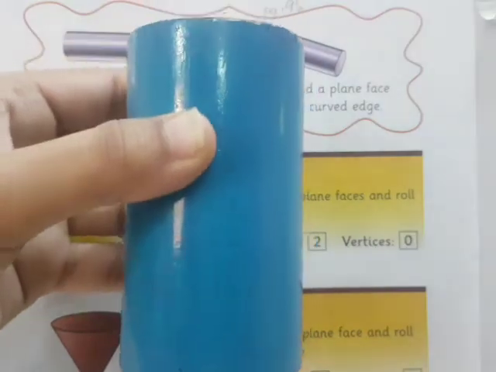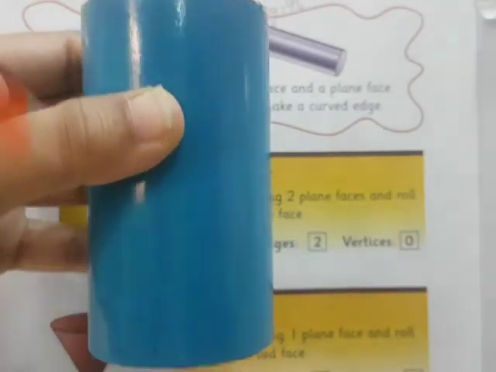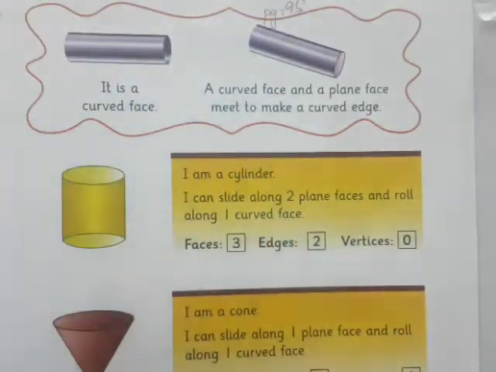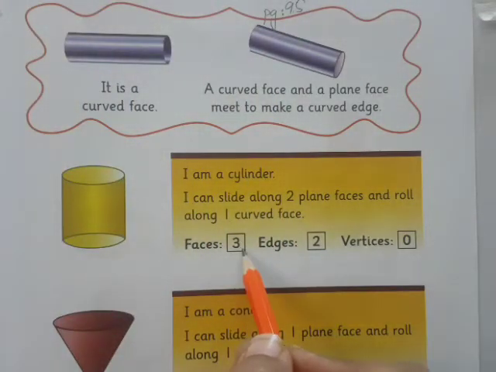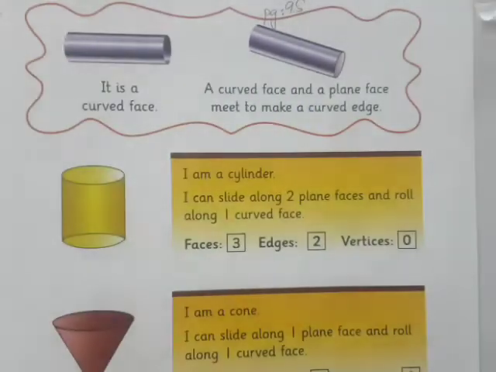How many faces does it have? 1, 2 and 3. It has 3 faces. And how many edges does it have? 1 and 2. It has 2 edges. And how many vertices does it have? It has no vertex.